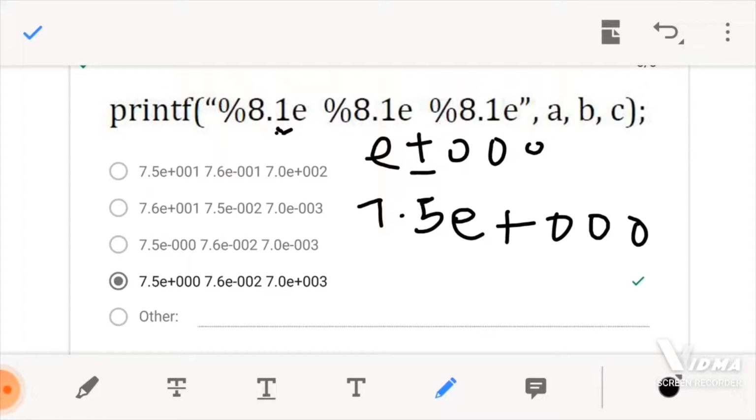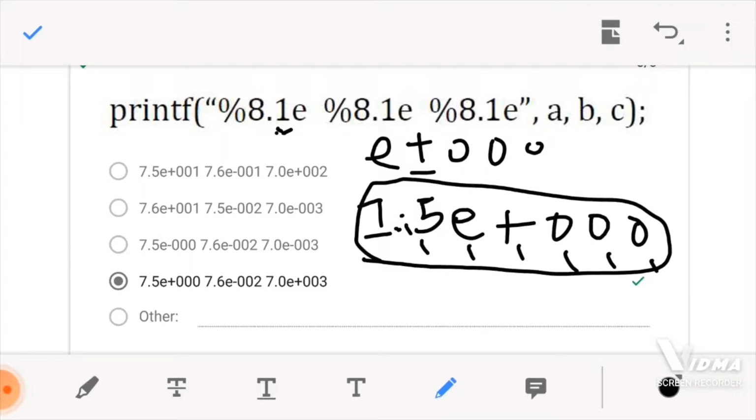Now one would ask, how does this fulfill the minimum width requirement? So let's count. 1, 2, for the dots, 3, 4, 5, 6, 7, 8. Because all of these are characters. They are all characters, so hence they fulfill our requirements. So let's come to the second one too.